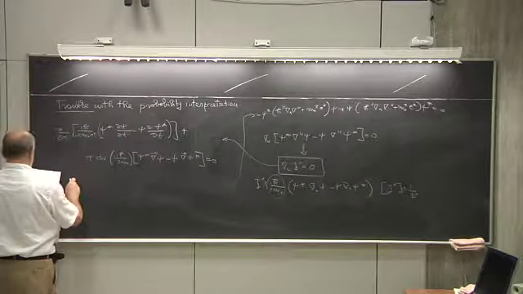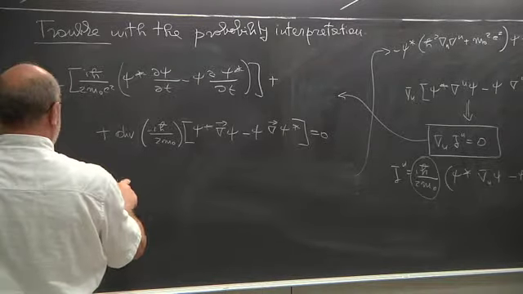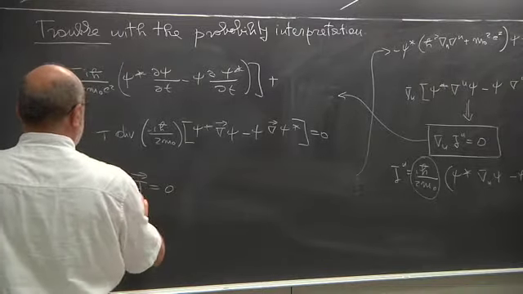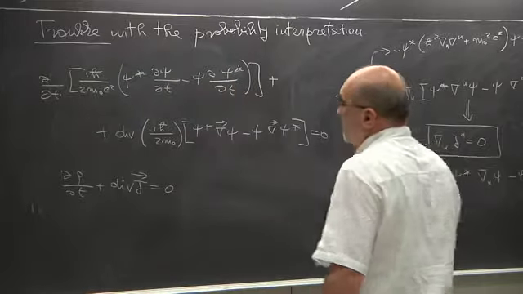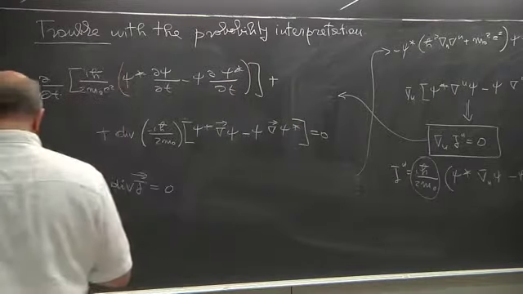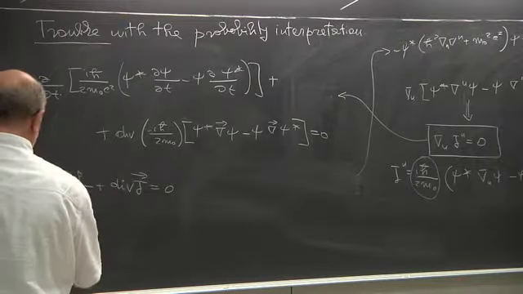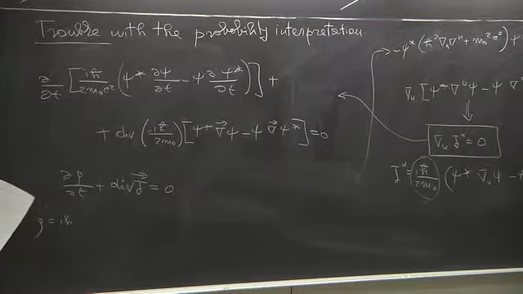And then you can write this as d rho/dt plus divergence of a 3-current. See, this is the 4-divergence. This is the 3-divergence. I put a vector above it. And now let's look at the various rho. Rho is equal, yes?